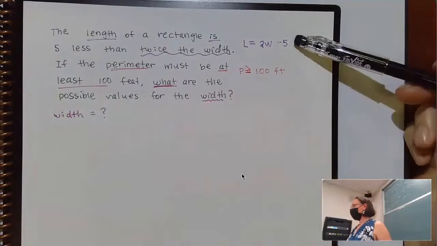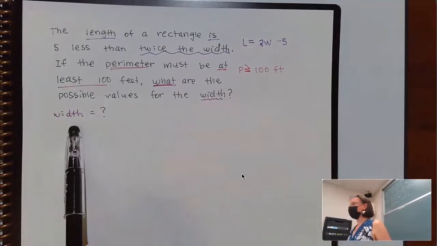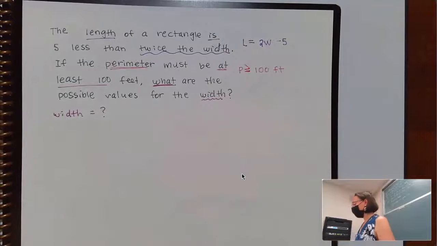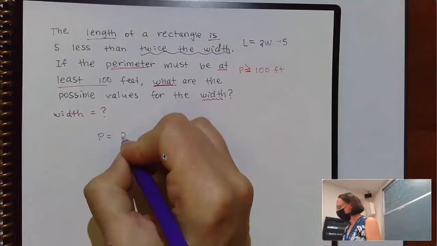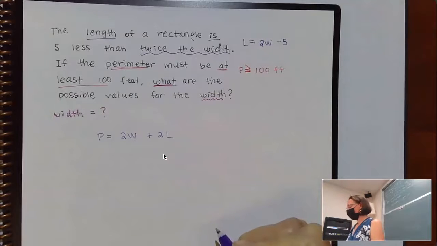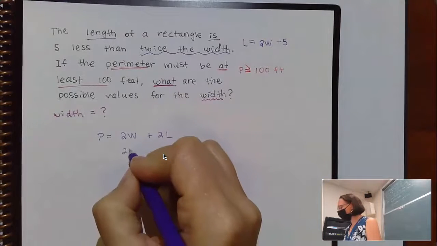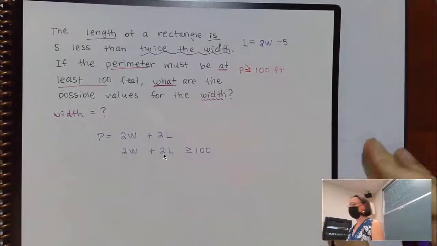Well, great. Now I've got these 2 equations, but it's not quite enough to get us to something about the width. But we talked about this last week. We've got an equation for the perimeter, and I do expect you to memorize that. So our equation for the perimeter looks like twice the width plus twice the length. So I know that twice the width plus twice the length needs to be greater than or equal to 100 feet.